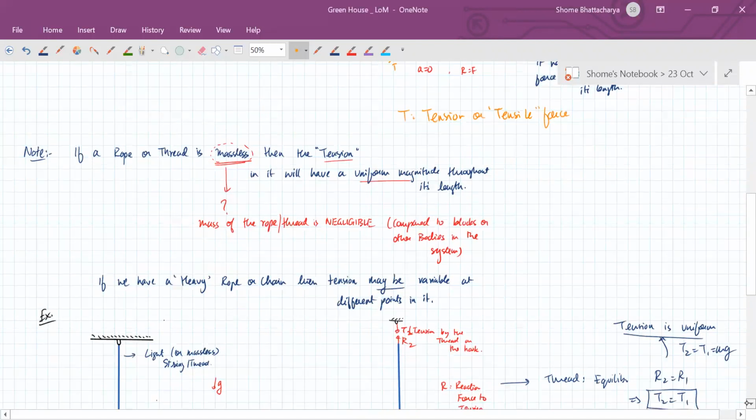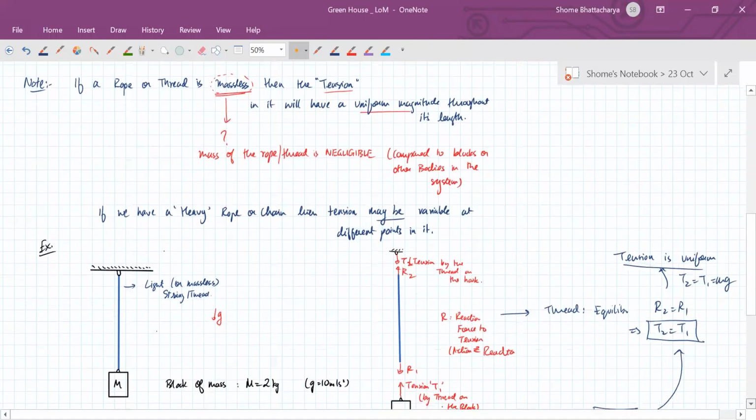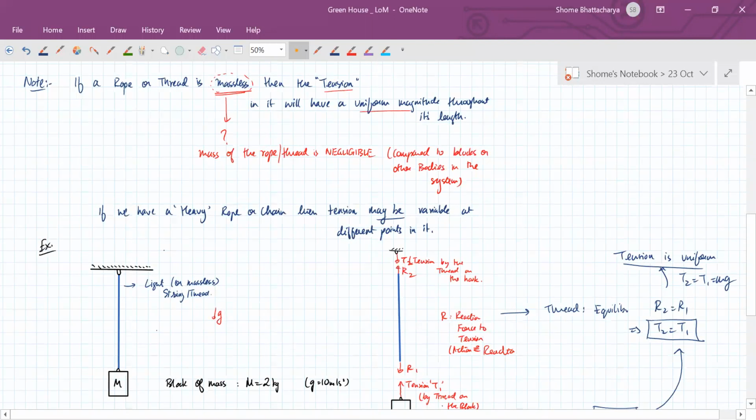So this is the point we had made about tension in a light thread earlier, that if the thread is massless or light, then the tension must be uniform throughout its length, and that is what we are seeing in the example below. So remember, tension is a force, so it will be measured in newtons and it is a vector quantity.